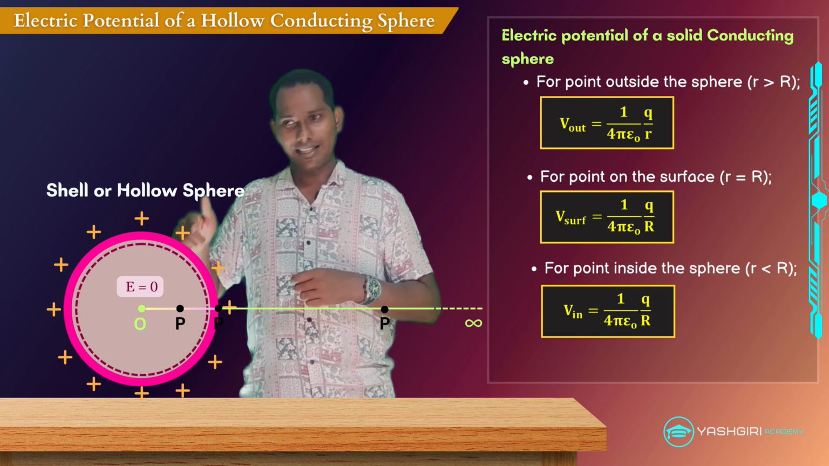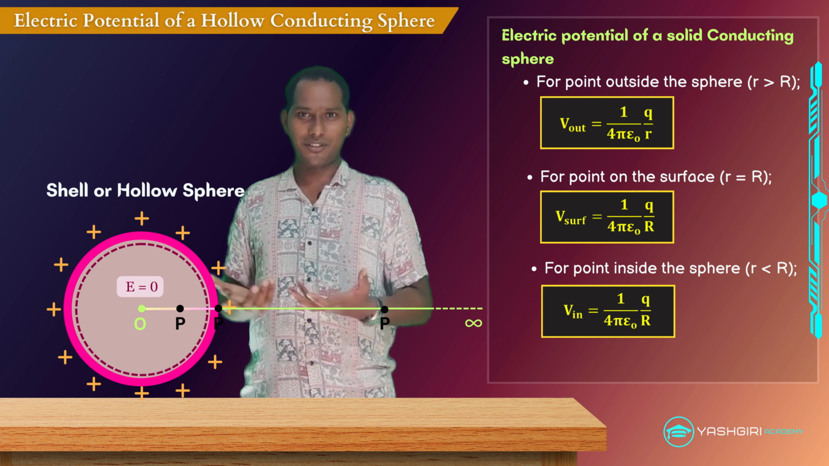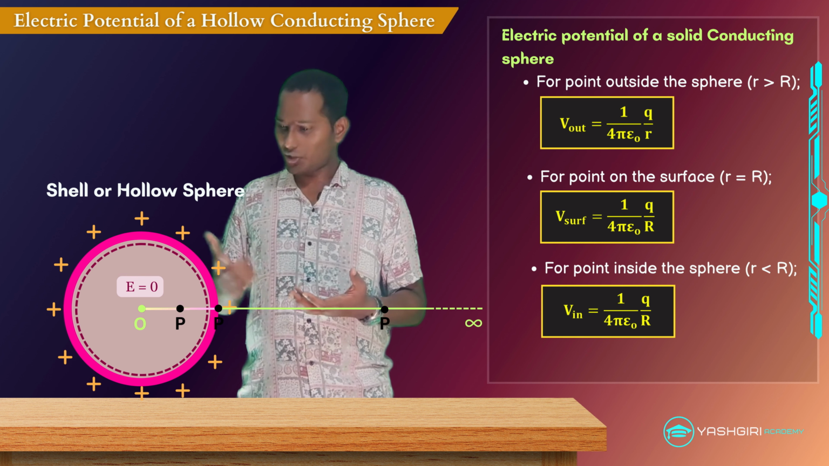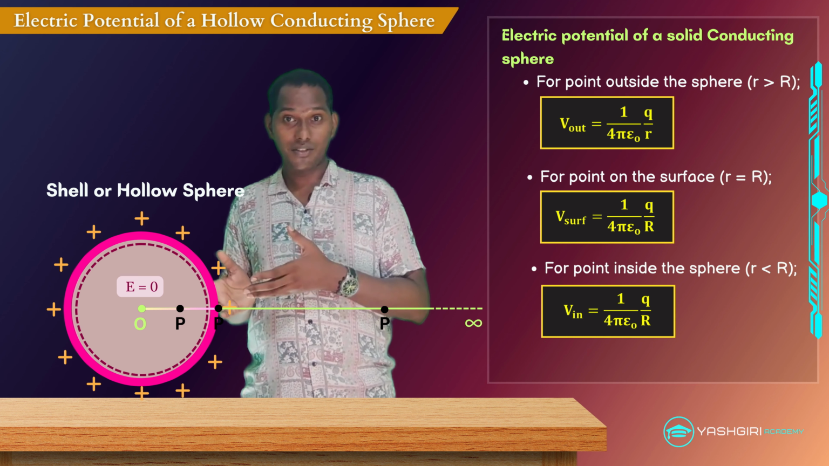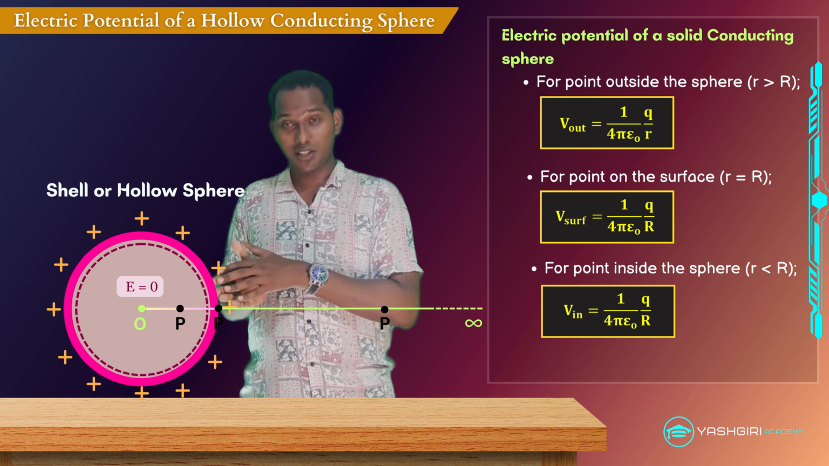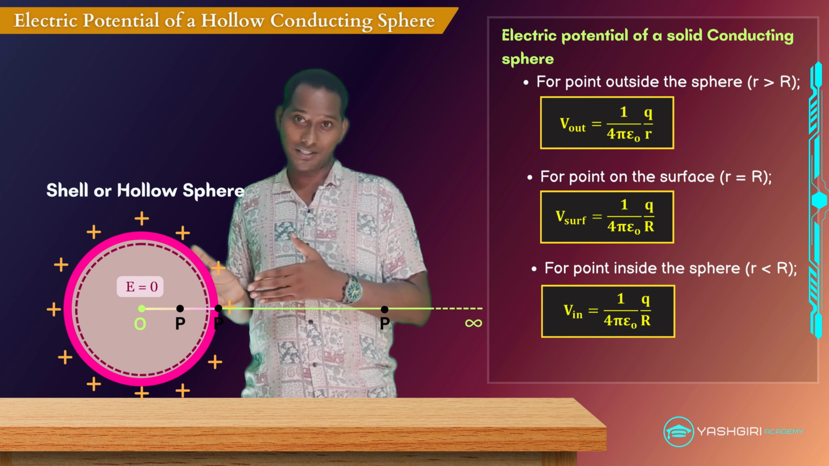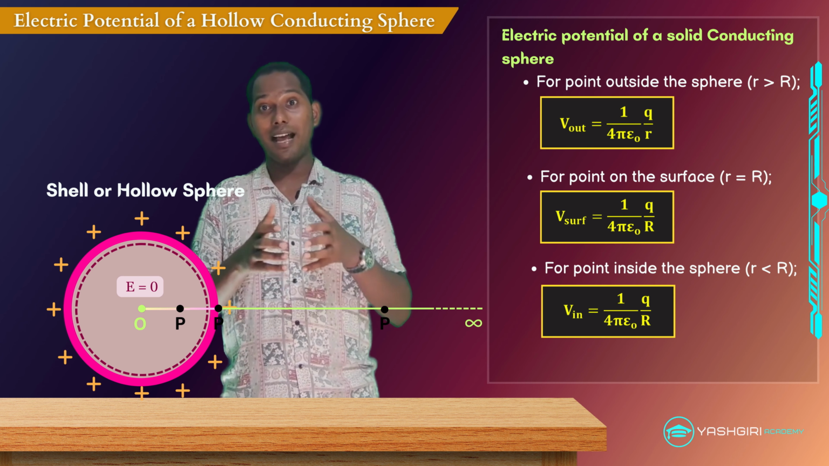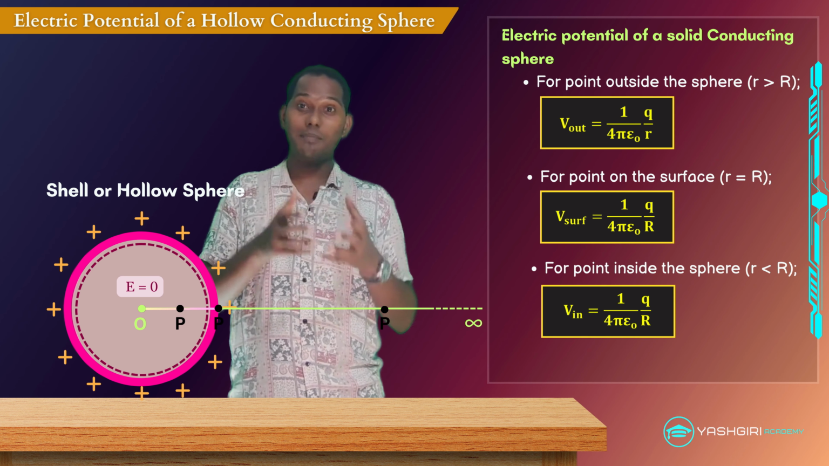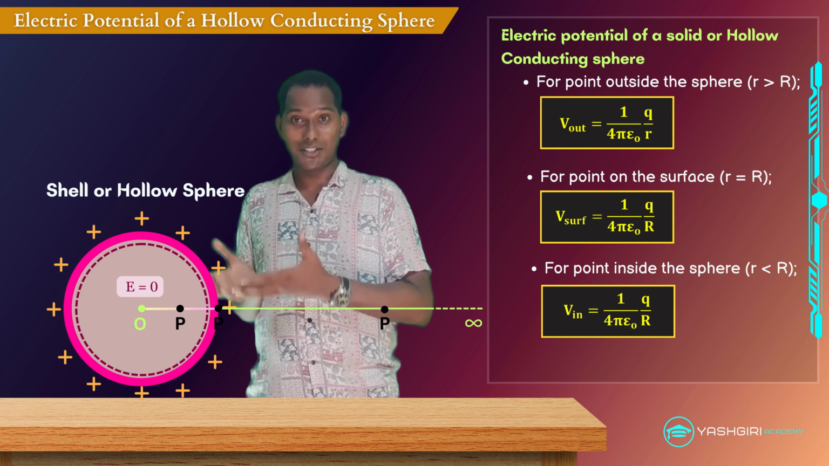And we know that inside the shell, the electric field is 0, right? Yes or no? If you take a Gaussian surface, no charge is enclosed, so it's 0. So if the electric field is 0, whatever potential we have on the surface of the shell, the same goes inside as well. So these are the equations which we obtained for a conducting solid sphere, and we can use the same for a spherical shell.